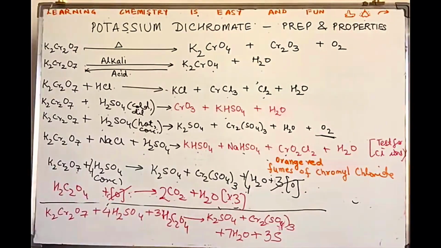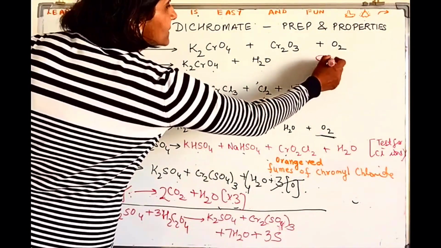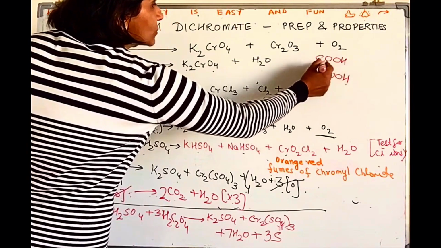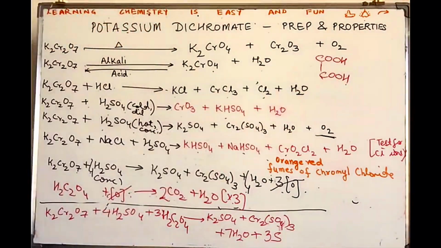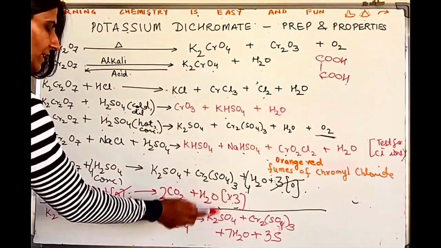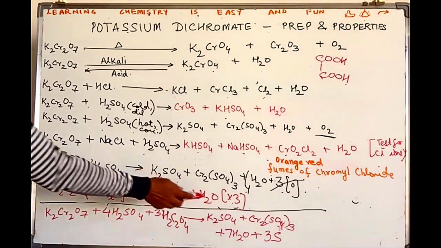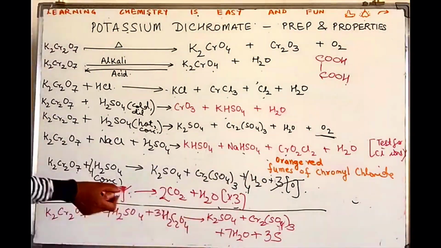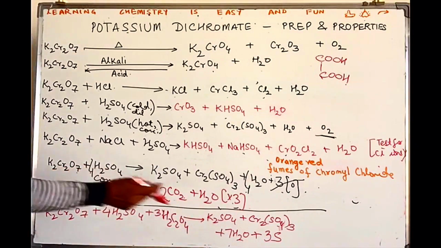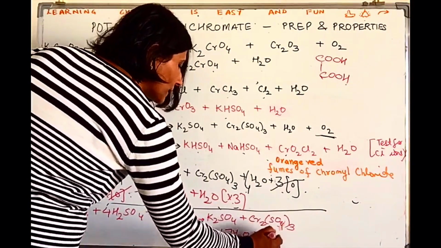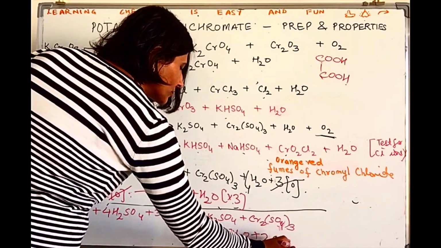3H2C2O4. Correct? Your oxalic acid is COOH. This is how you know it, right? H2C2O4. K2SO4, yes. Chromium sulfate, yes. How many of water? 3 plus 4, 7 water. And what else do we get? We get carbon dioxide instead of sulfur. So plus 2 CO2, is that right?